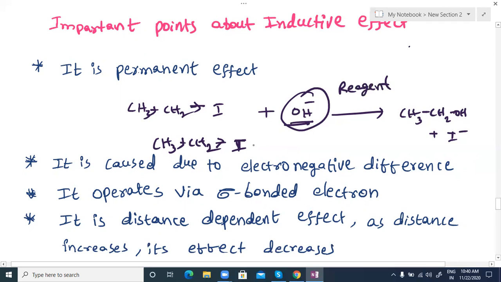This is the options of reagent. Even they are showing inductive effect. That's why we call them permanent effects. So some characters are given here. That's already the definition. If you know that, you can find out.